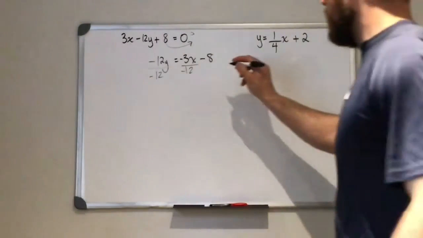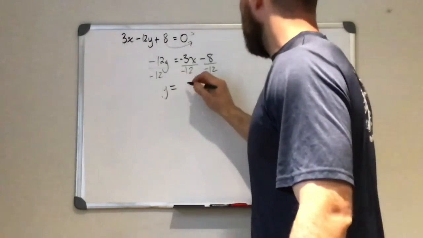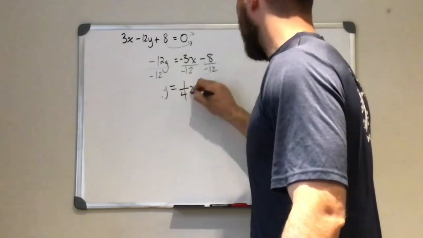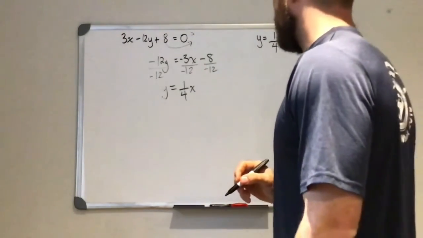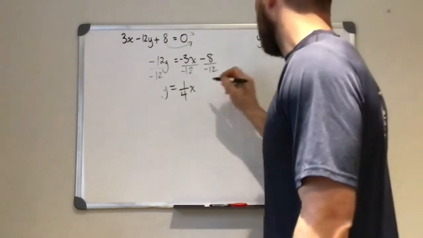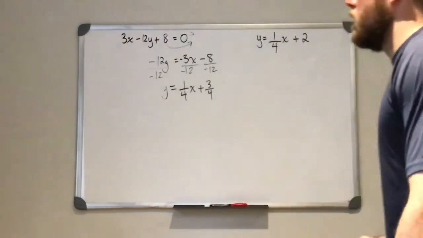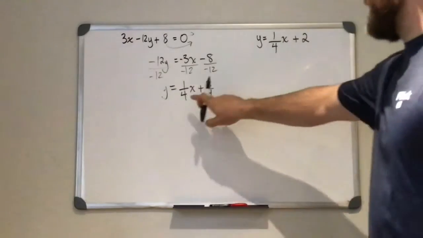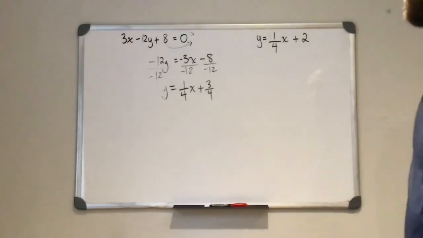Okay, we're going to divide all 3 terms by negative 12. This will leave us with 1/4 x and negative 8 divided by 12. This is going to be plus 3/4. Okay, so there's our equation here. So they ended up actually having the same slope, but the y-intercept is a little bit different.